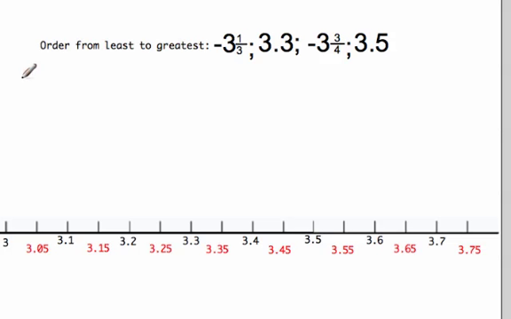So negative 3 1/3 would come first. And negative 3 3/4 would come second in that case. Now I don't know for sure yet which is bigger, negative 3 3/4 or negative 1 1/3. But I know at least that these two are going to be lower than 3.3 and 3.5.